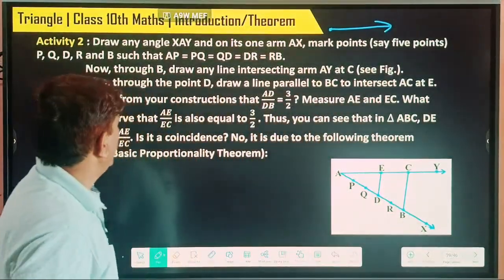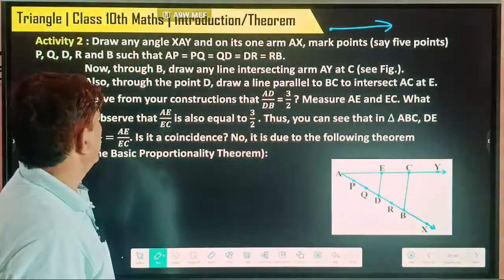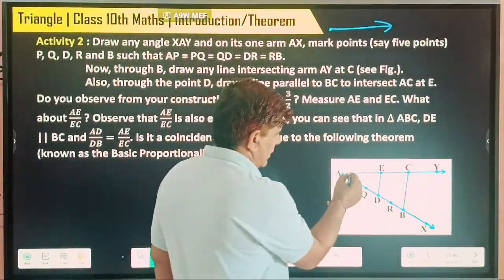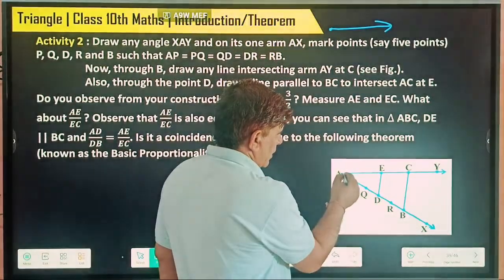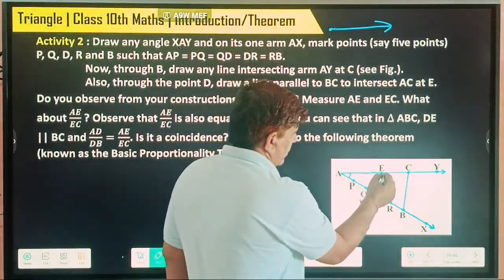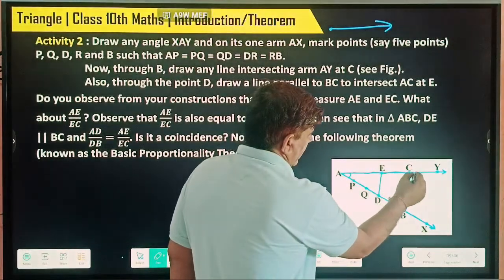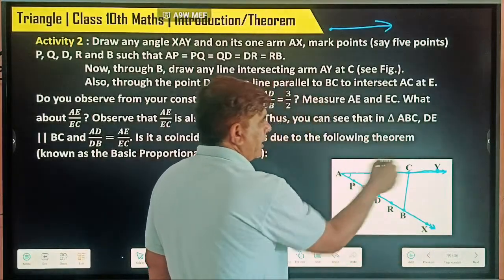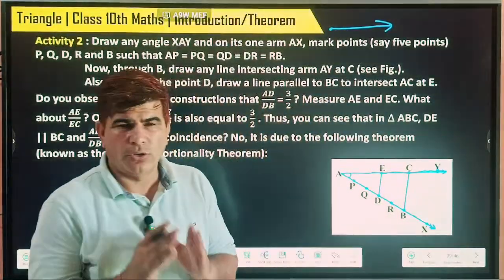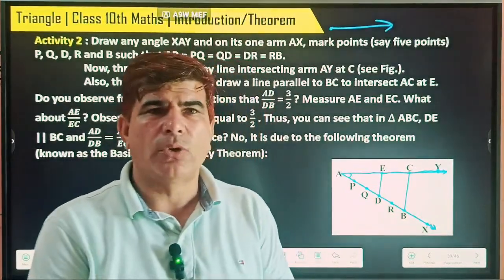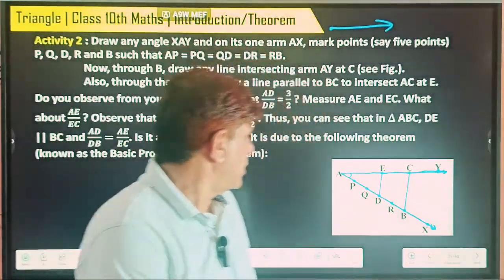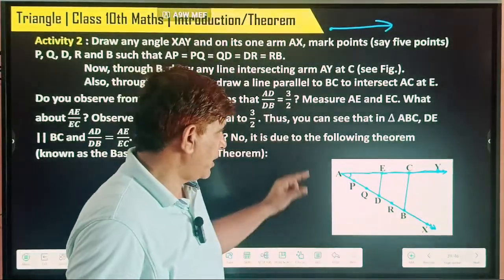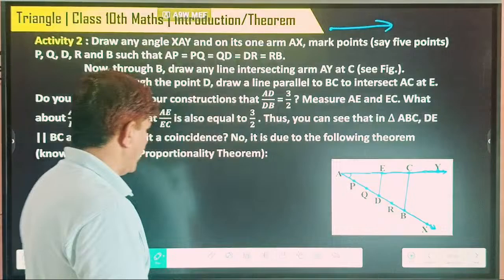Which ray? AX. We have taken the ray and make an angle XAY. We are making an acute angle here, this angle, XAY. Understood? How can you start this activity? You can take a ray, here its name is AX, then make an acute angle. Like this we have taken.